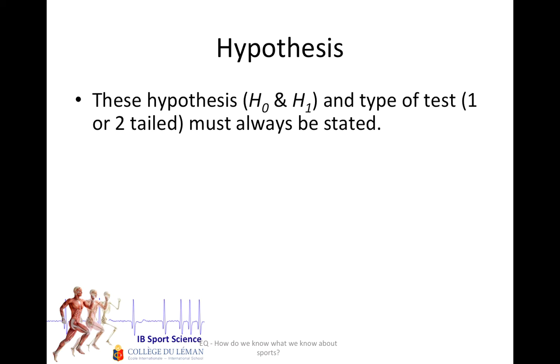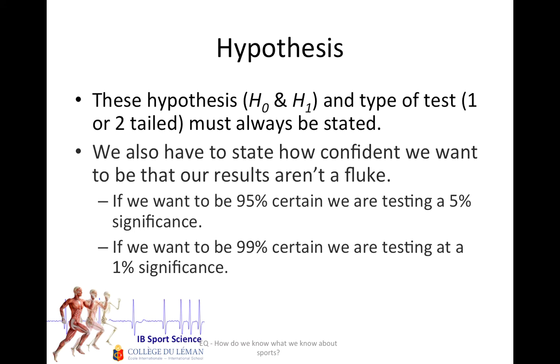So these hypotheses and the type of test, one or two-tailed, must always be stated. We also have to state how confident we want to be that results aren't by chance. So we generally use 99 and 95% certainty. So if we want to be 95% certain, we're testing to a 5% significance. And if we want to be 99% certain that a result isn't by fluke, then we're testing to a 1% significance.